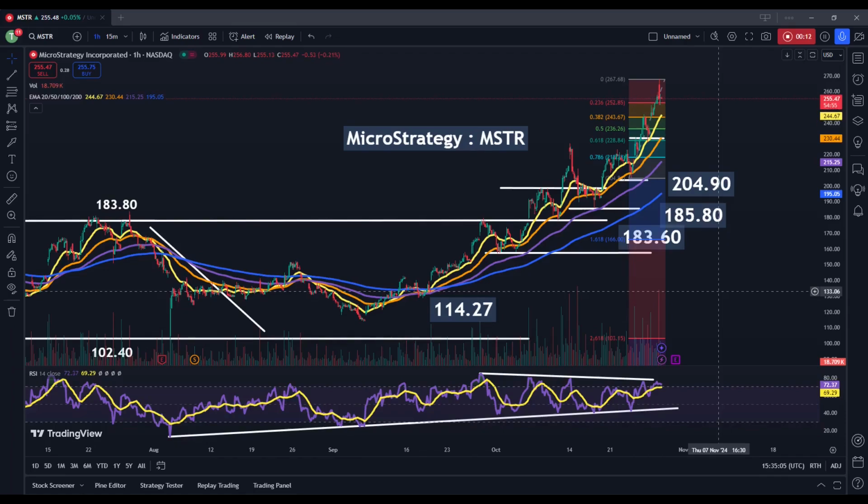Have the current stock market update for MicroStrategy Incorporated, stock ticker MSTR.